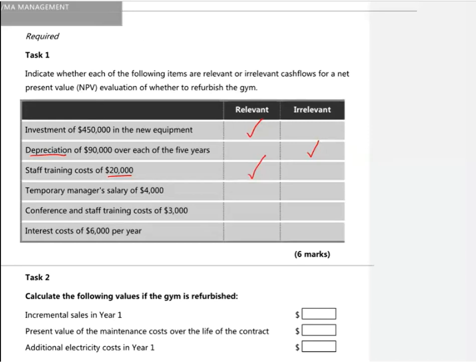Next, we're asked about our temporary manager's salary. Well, we might think that that's a separate manager who's going to be employed, in which case we could well include that. But if we look at the wording of this task again, we can identify if it meets our three criteria.